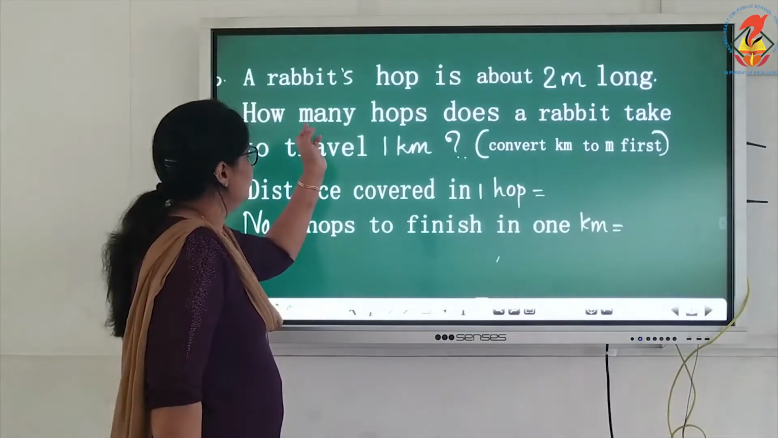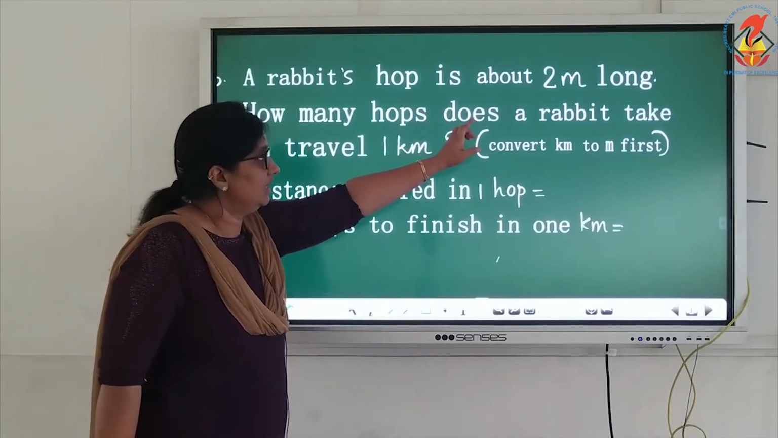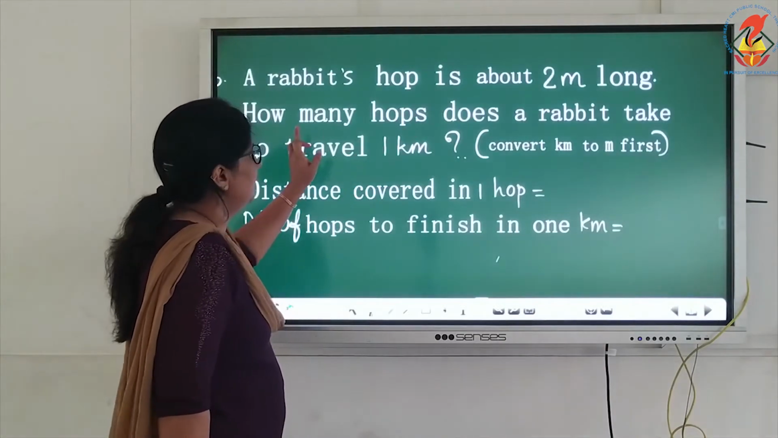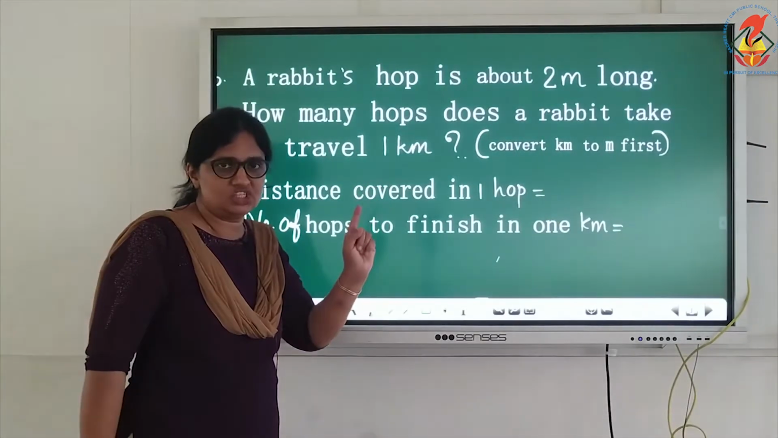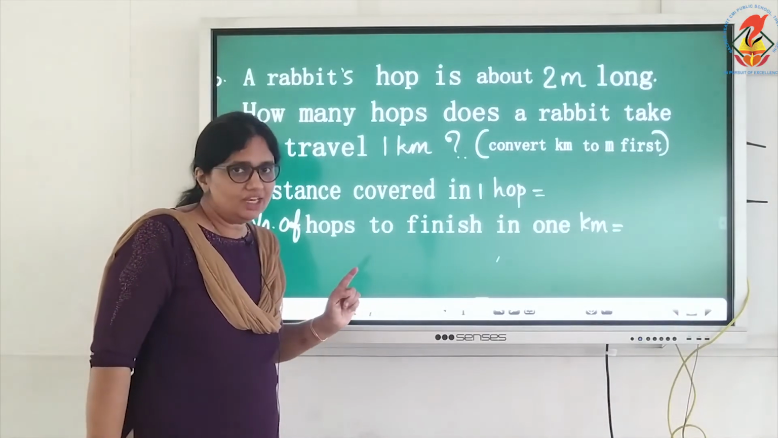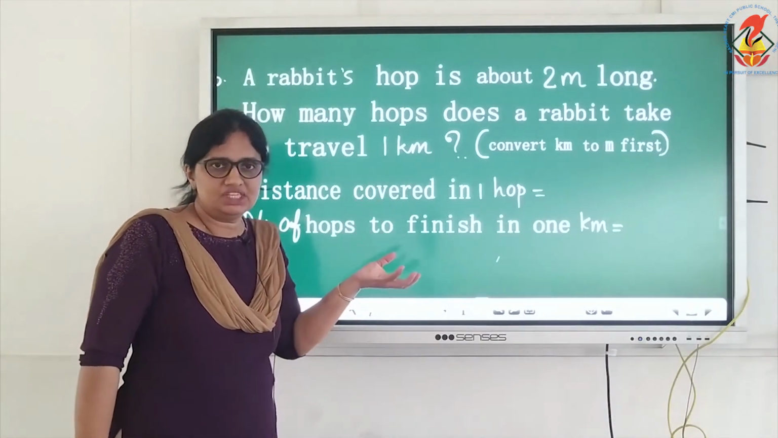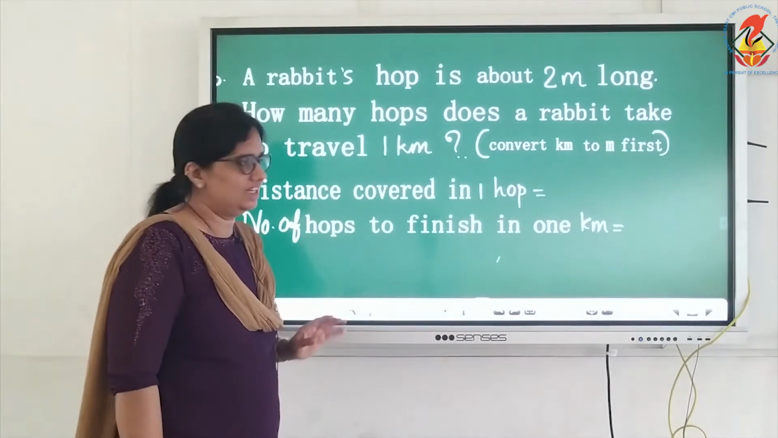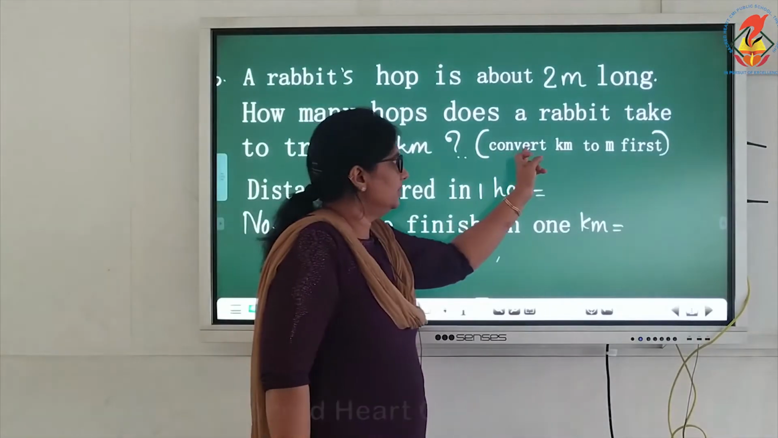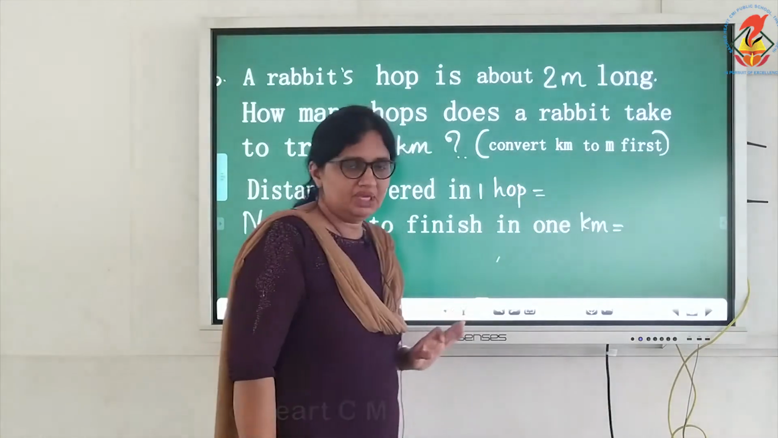So the reason is what? The first one is 2 meter long and the second one is in kilometer. First one is in meter and the second one is in kilometer. So we want to change it to the same unit, right? Then only we can do it nicely. Convert kilometer to meter first.